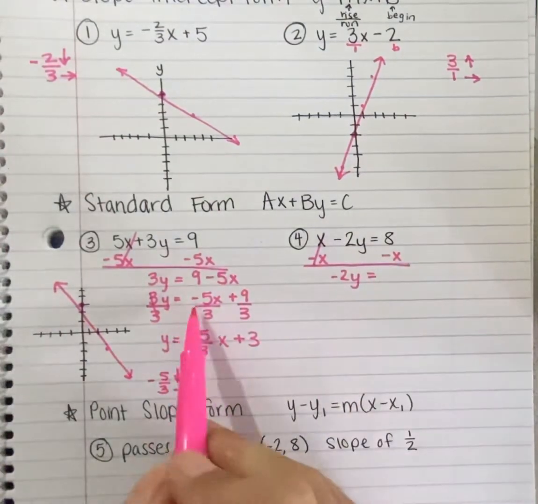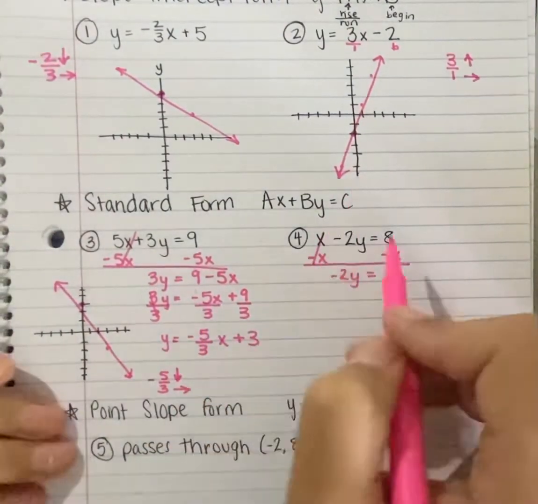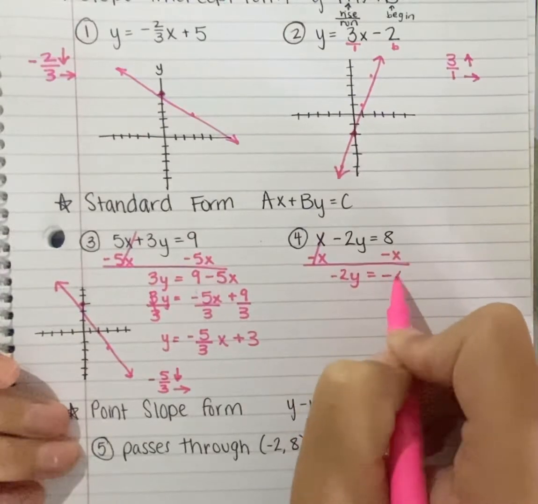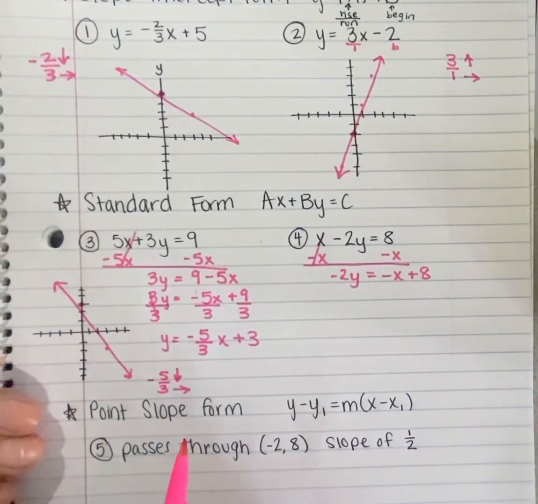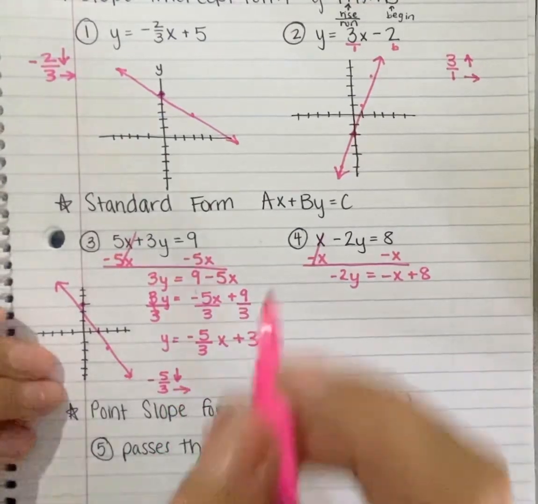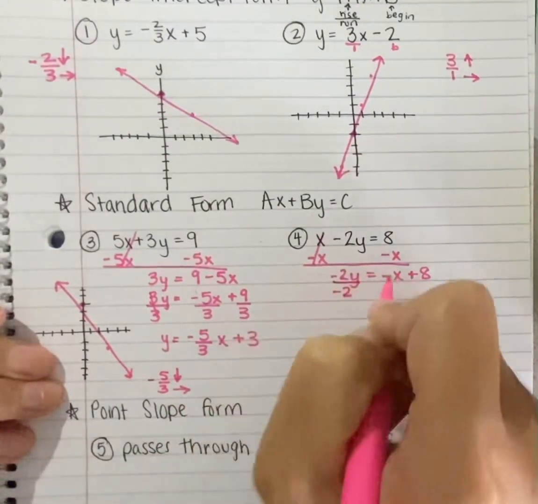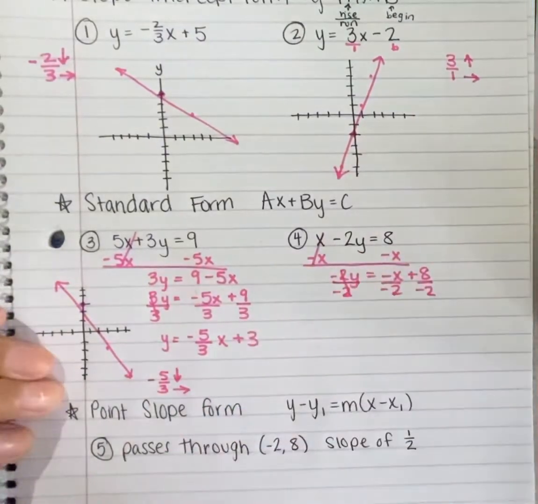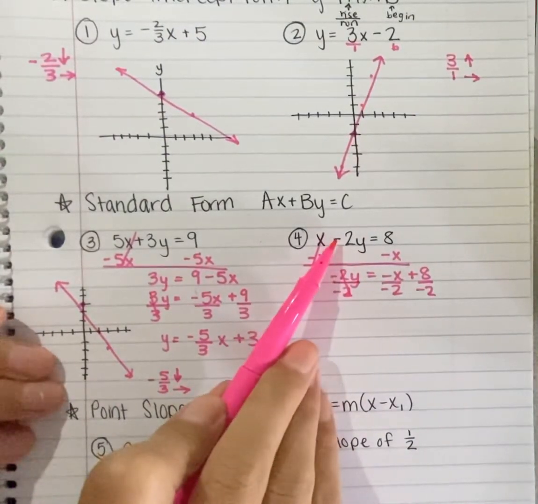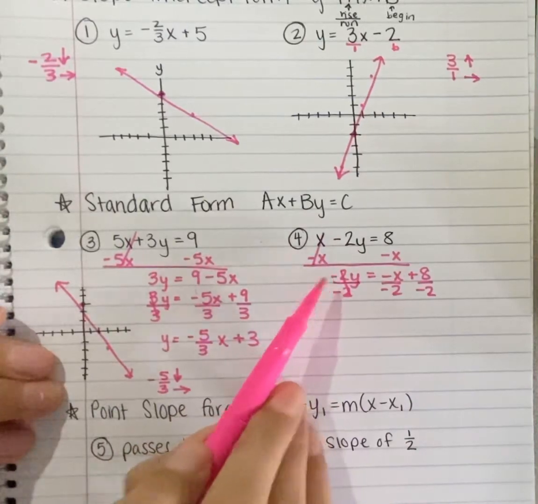I'm going to use that commutative property just to save myself a step. I'm going to put the -x first. 8 is positive. It's going to go in the back. Now I have to isolate my y completely. So I divide all terms. Every single term is being divided by -2. It's a -2 because that minus sign represents the negative for the 2.